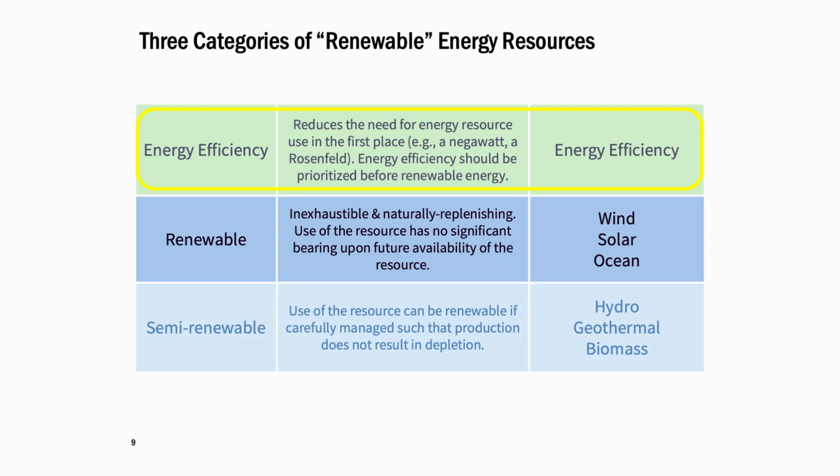You know, if you're going to put solar panels on somebody's roof, it's really important to conduct an energy audit and reduce the demand of that household so that you don't oversize your system and pay for more solar panels than you actually need. So energy efficiency comes first and is in its own category. You've got then the truly renewable energy resources, the wind, solar, and ocean resources that are basically inexhaustible. And then the third category is those semi-renewable energy resources, where if not managed correctly, they can be depleted. These are hydro, geothermal, and biomass.